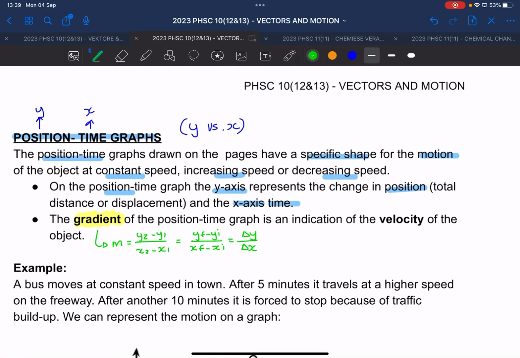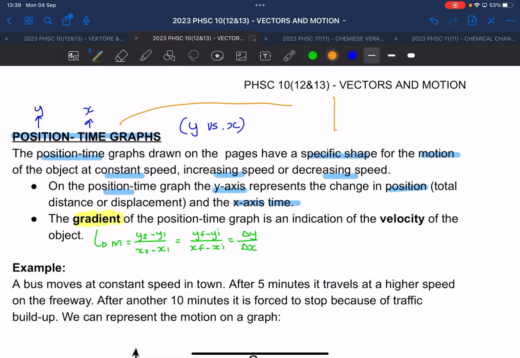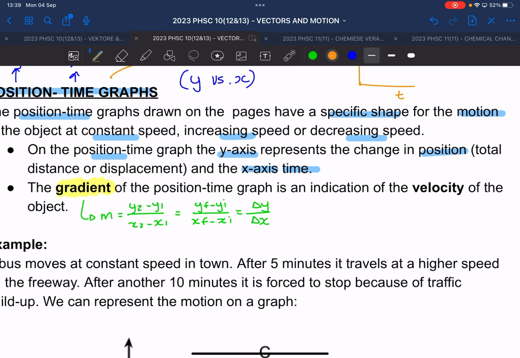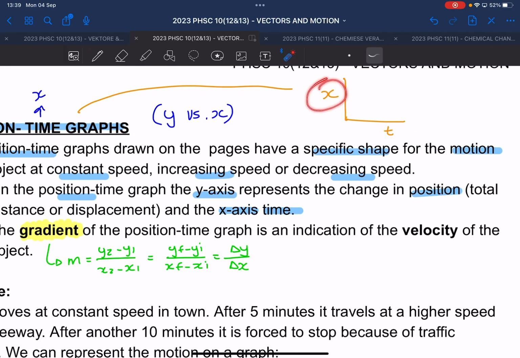Now, what type of graph are we busy with here? We're busy with a position-time graph. Position is x. Time is t. Right. So I can substitute these symbols in here. So now be careful. This x does not represent the x-axis. This x represents distance or position or displacement or whatever. So I can write this down as the change in displacement over the change in time, or the change in position, or the change in whatever.